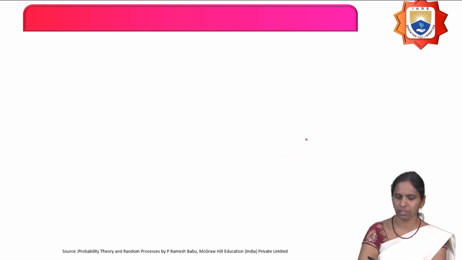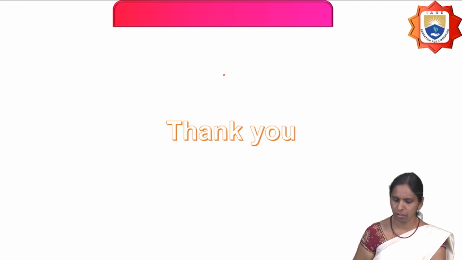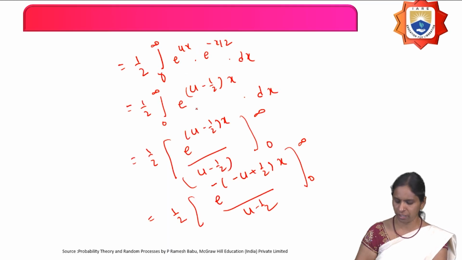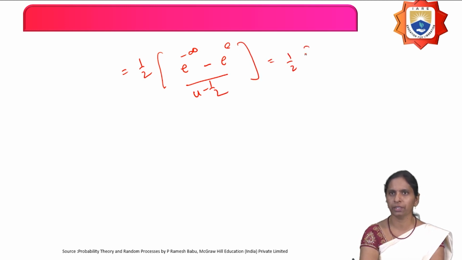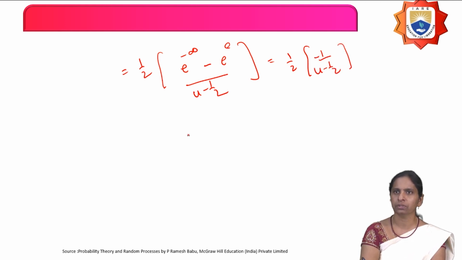So what can you obtain here? 1 by 2 into, if you substitute the upper limit, e power minus infinity, minus e power 0, by u minus 1 by 2. Here you got u minus 1 by 2. Then that equals 1 by 2 into, e power minus infinity is 0, so minus 1 by (u minus 1 by 2). So that equals 1 by 2 into 1 by (1 by 2 minus u).